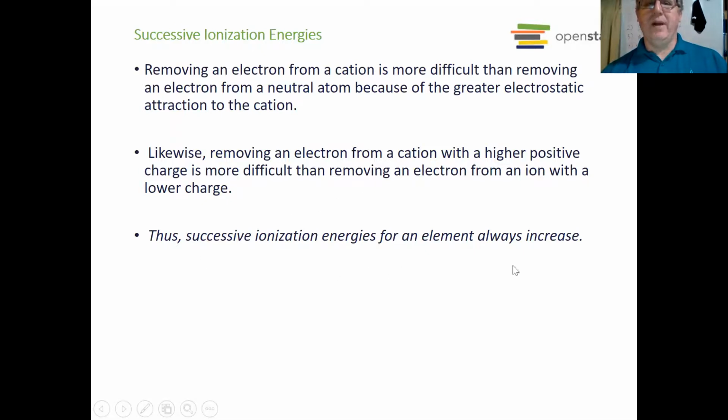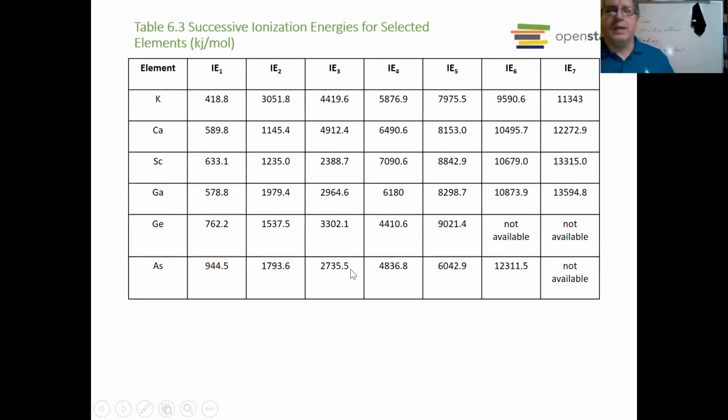Again, I mentioned that successive ionization energies for an element always increase. Okay, so here you can see the first, second, third, fourth, fifth, sixth, etc. ionization energy. Now take a look here. In the case of potassium, between the first and second ionization energy. Now potassium has one electron in the s sublevel, which is a relatively low energy to remove. Okay, as I remove that electron, the next electron I'm going to remove is not from the 4s, but it is from the 3p. Okay, so it's got a significantly higher effective nuclear charge.